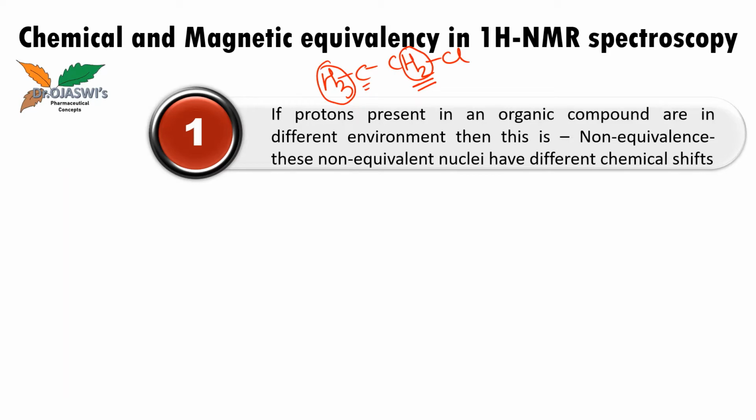So these two hydrogens are pretty close to the halogen, and these three are comparatively far from this chlorine. So in this particular structure CH3CH2Cl, this is one set of protons, this is the second set of protons. So for this structure there will be two signals, that means two peaks which will appear in the 1H NMR spectrum.